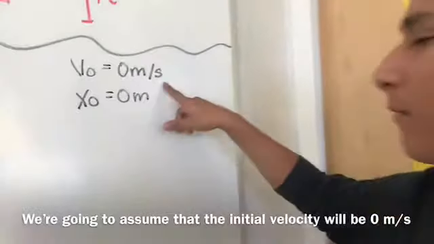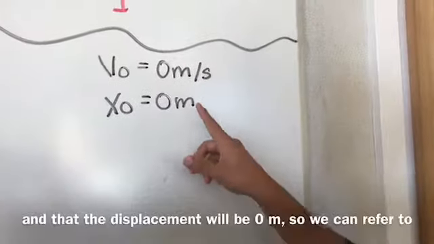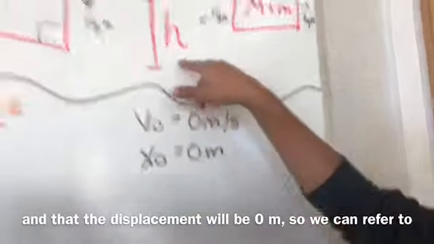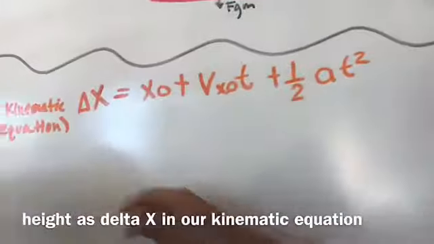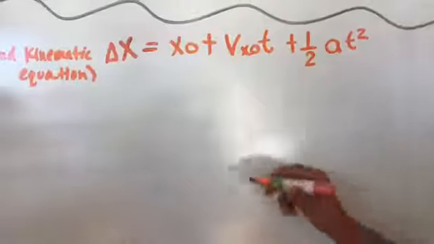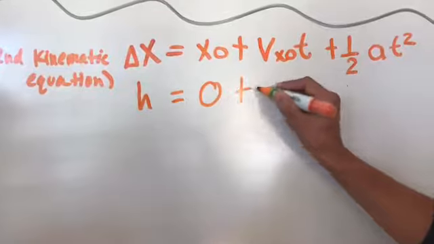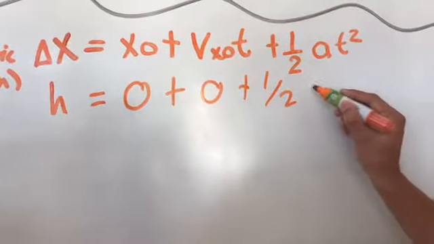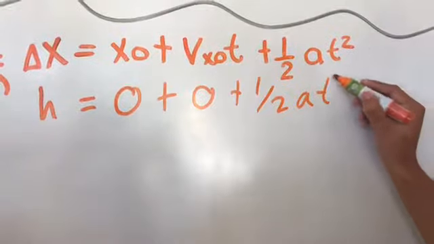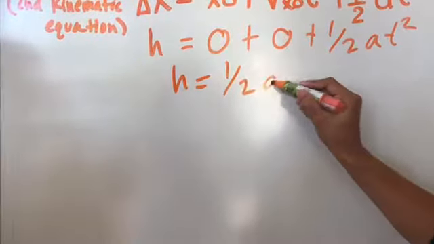We're going to assume that the initial velocity will be 0 meters per second and that the displacement will be 0 meters, so we can refer to height as delta x in our kinematics equation. Now h will equal 0 plus 0, and we'll have plus 1/2 acceleration times time squared. Therefore, h equals 1/2 acceleration time squared.